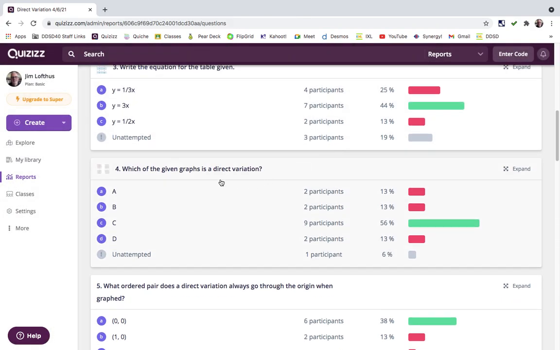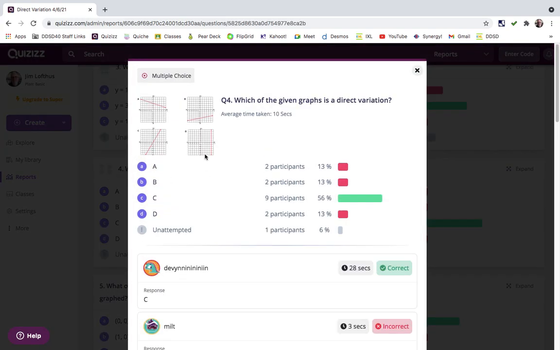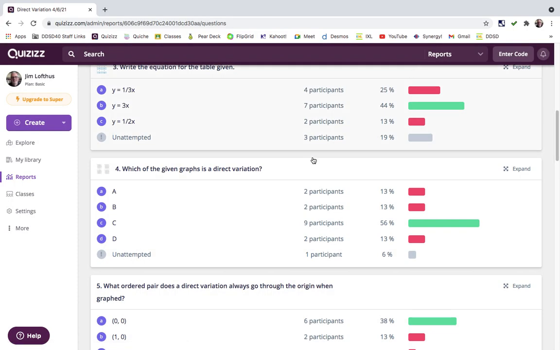Which of the given graphs is direct variation? So the only one that goes through 0, 0 is C. And I'm a little surprised we didn't get a higher percentage correct on that. And so we'll have to keep working on that.